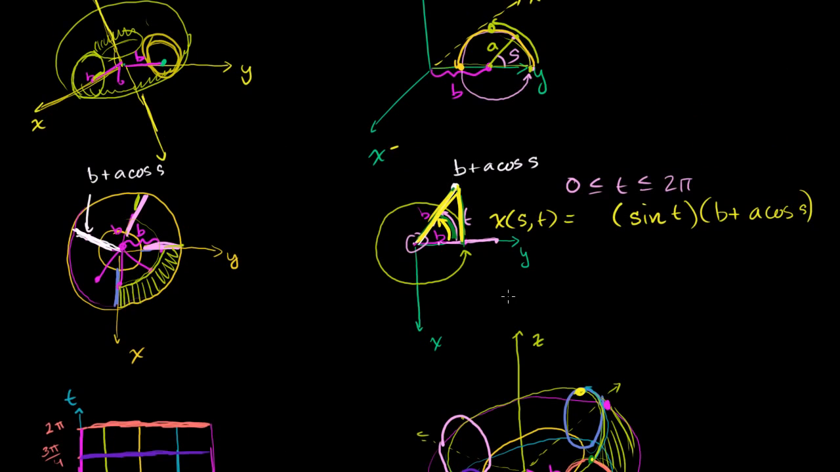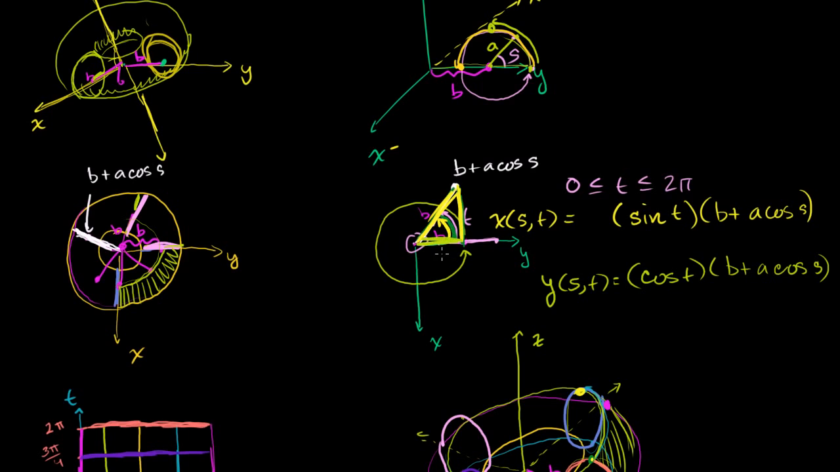And the y coordinate is going to be this right here, the way we've set up this triangle. So y as a function of s and t is going to be equal to the cosine of t times this radius, b plus a cosine of s. And so our parameterization, and just play with this triangle and hopefully it'll make sense.